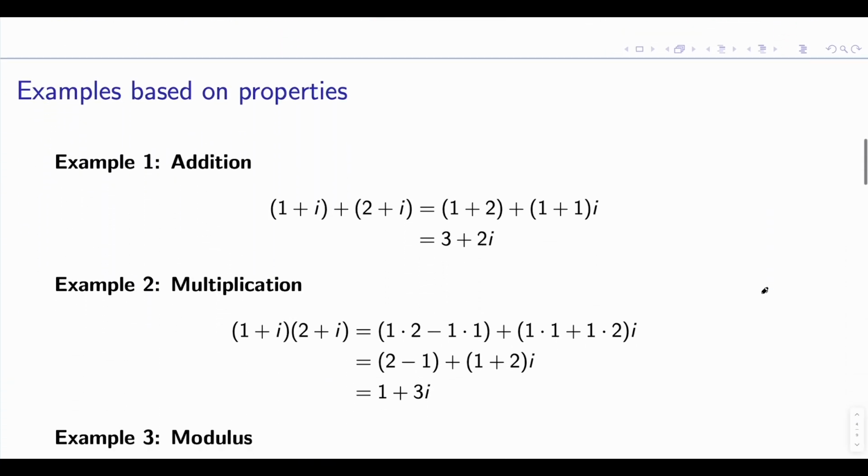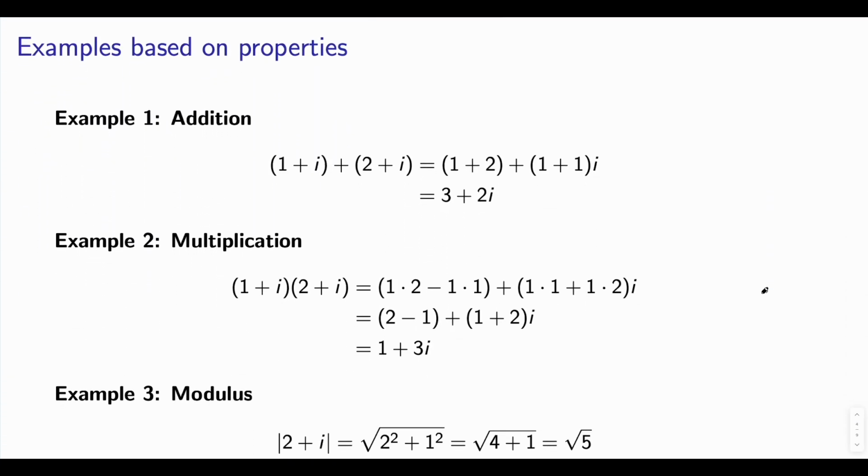So now let us see one example on these properties. Addition: suppose z1, z2, two numbers are given to you. So how do you add them? Addition means component wise addition, right? Component wise addition. So 1 plus 2 is 3, and 1 plus 1 is 2. So the final number is 3 plus 2i.